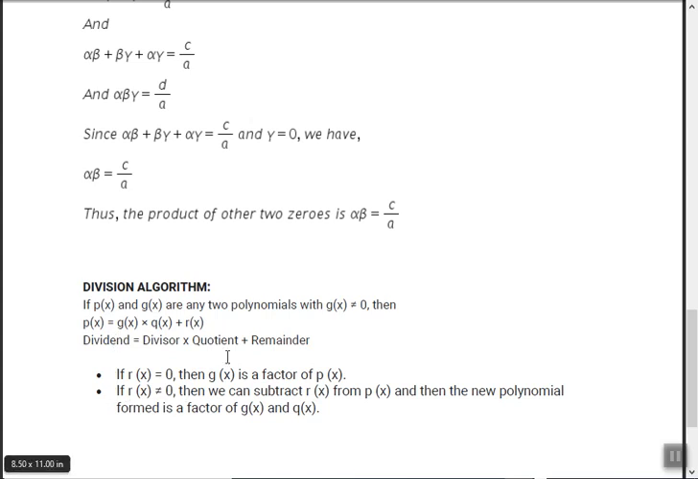If rx is not equal to 0, then we can subtract rx from px, and the new polynomial formed is a factor of gx and qx. That's also the same, meaning you can subtract this 2 from this dividend 32, so that the divisor and quotient are factors of this new term 30. So make it simple. Life should be as simple as possible.